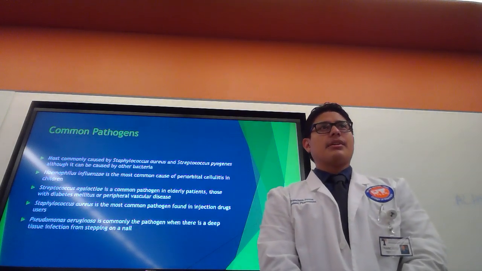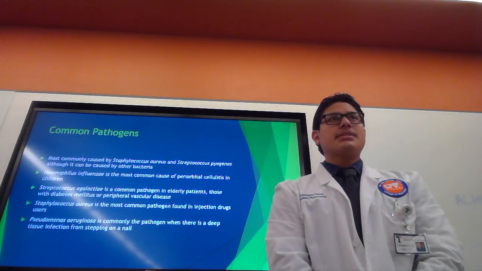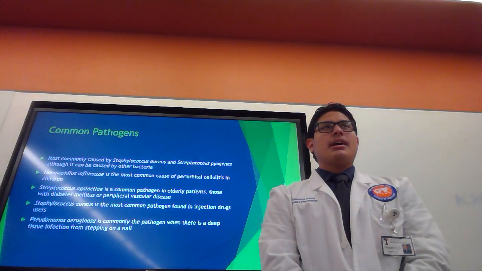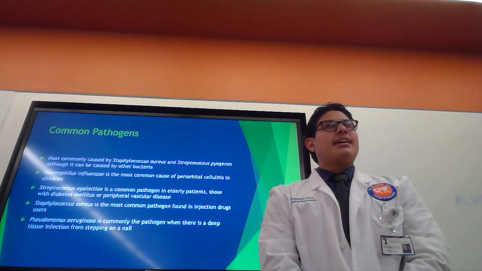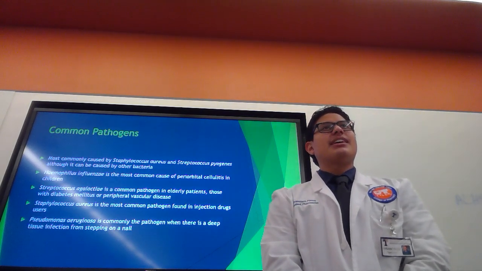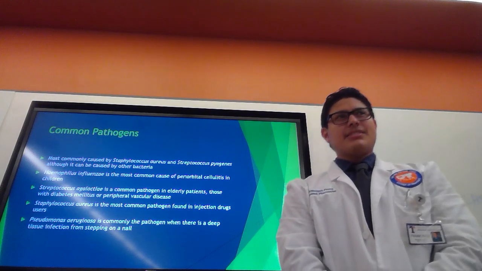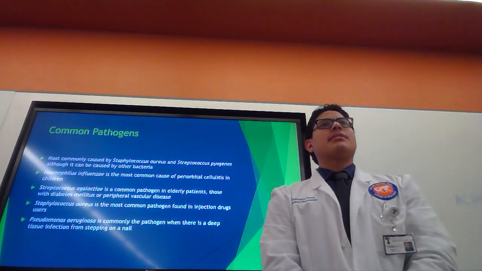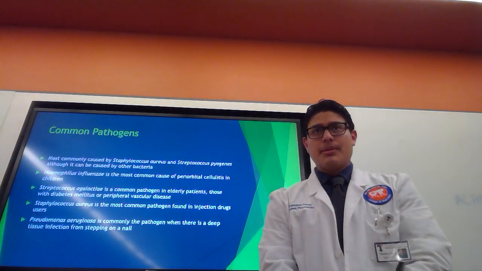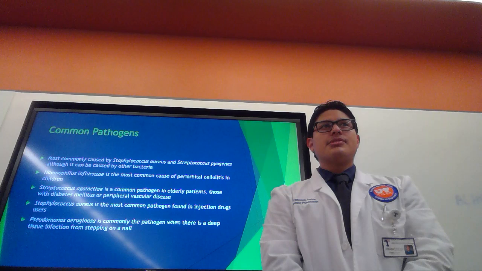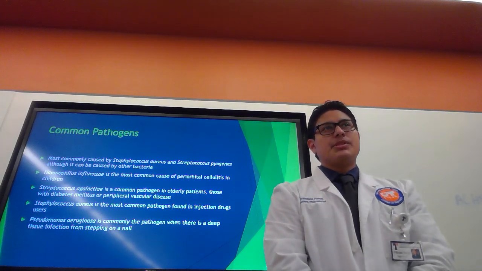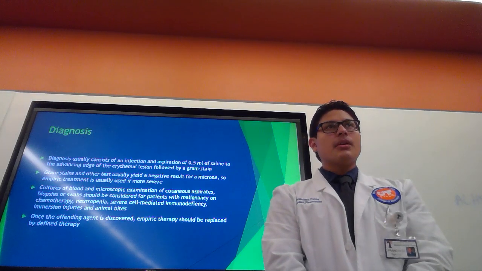These other bacteria are going to be either Haemophilus influenzae, which is the most common cause of periorbital cellulitis in children. Streptococcus agalactiae is a common pathogen in elderly patients, those with diabetes mellitus or peripheral vascular disease. Staphylococcus aureus is the most common pathogen found in injection drug users, and that will usually be MRSA. And also Pseudomonas aeruginosa is commonly the pathogen when there's a deep tissue injury from stepping on a nail.